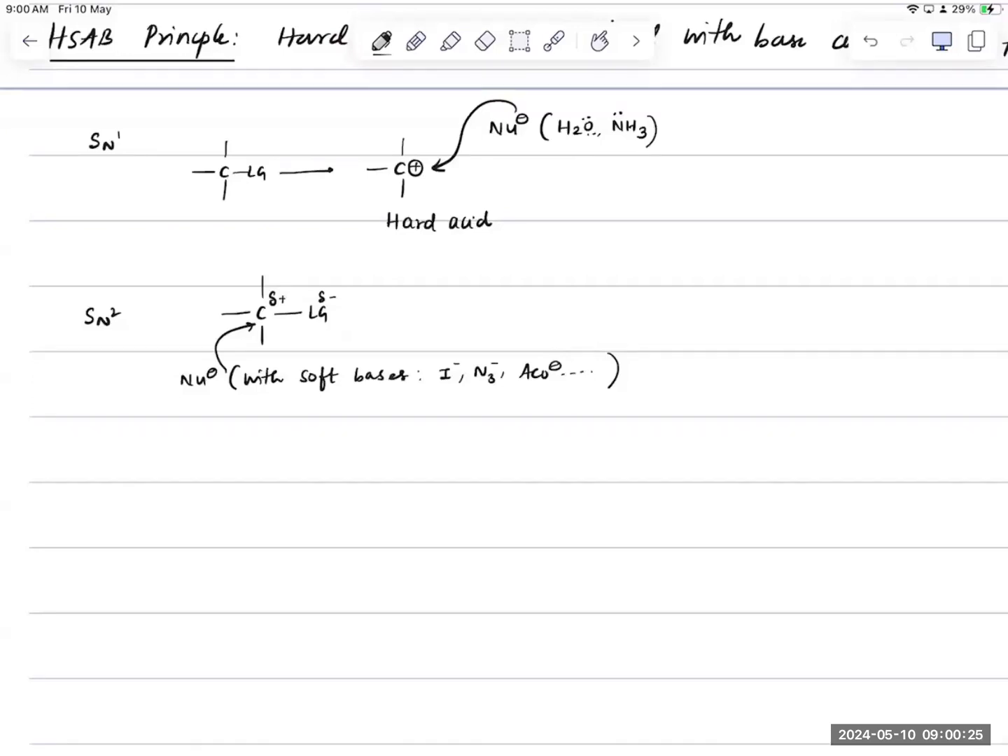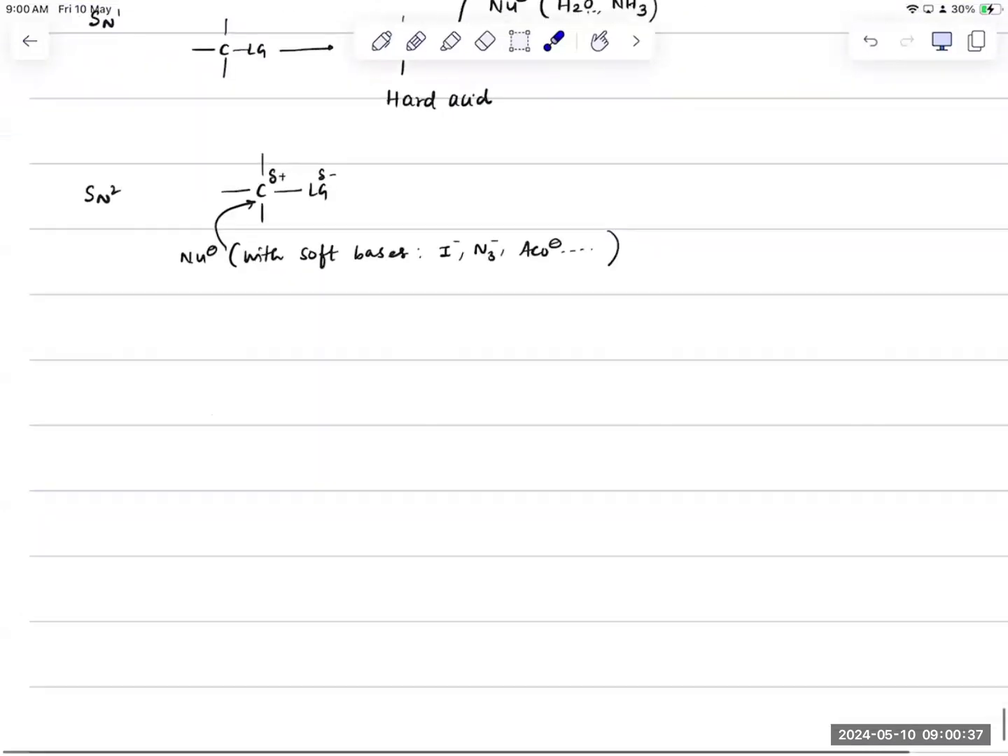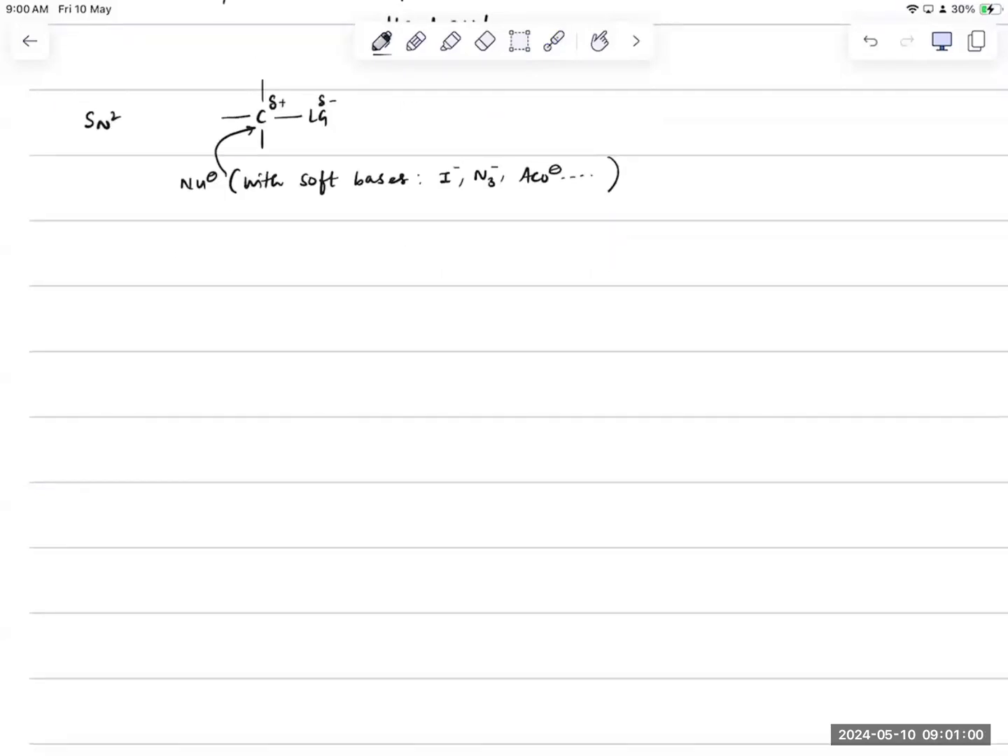Now we know that NH2 minus, OH minus will not attack that easily in SN2. Rather, they'll go for elimination reaction. They'll prefer to go more for elimination. So in SN2, soft bases are more preferred. Don't mistake that soft means they are weak. Here, hard and soft is on the basis of polarization. So don't try to relate those two. Clear?